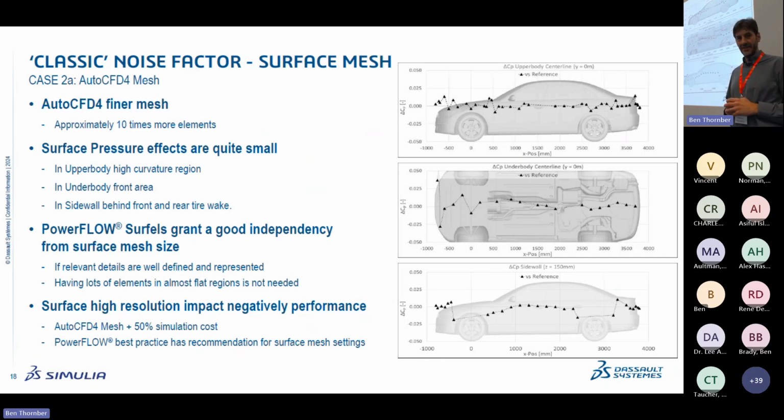This is the effect of the AutoCFD4 mesh, so the finer mesh. And as I was saying, the effect is pretty small, and you can see here on the pressure results on the surface, there are very small effects on the upper body. There are quite clearer effects maybe at the front, which is probably where a higher resolution is beneficial for having a good definition of the radius of the bottom part. And there are some bigger effects around the side that are probably due to a finer resolution on the tires. So generally speaking, it's not a big effect. There are some local areas.